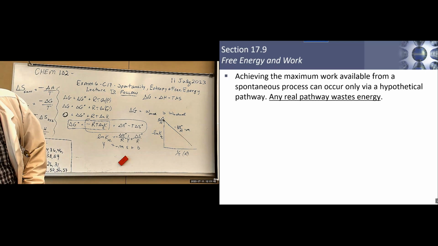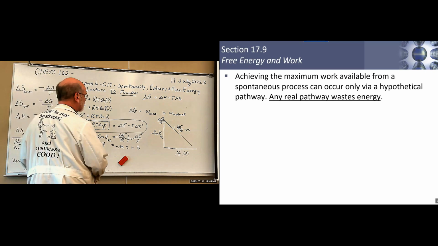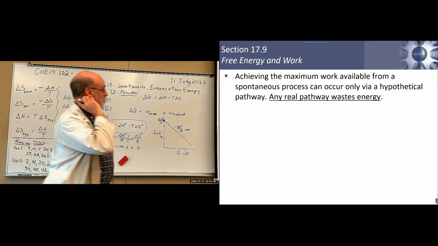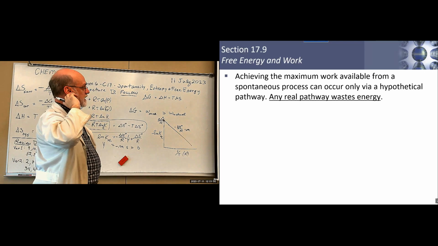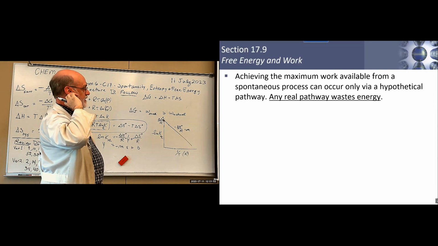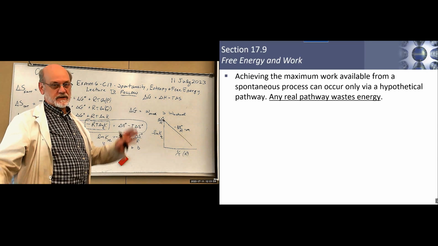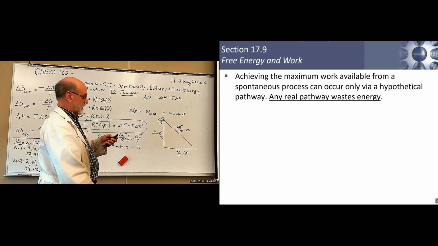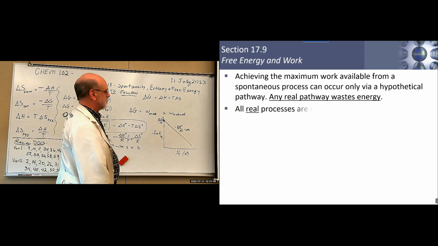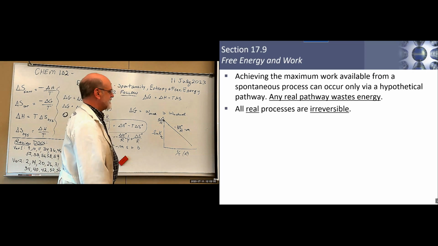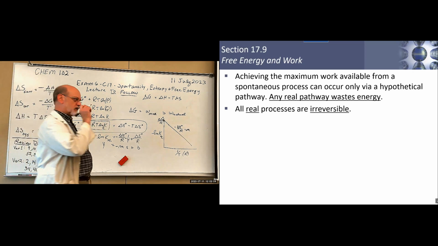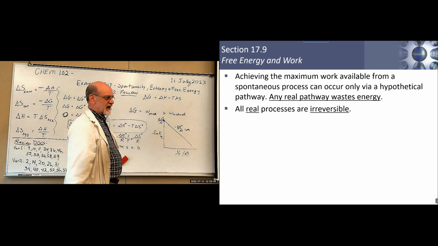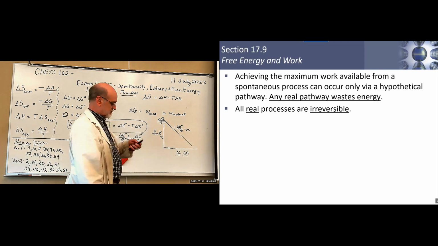Oh, this is the last slide. Achieving the maximum work available from a spontaneous process can occur only in a hypothetical pathway. Any real pathway wastes energy. That's the bottom line. All real processes are irreversible. In other words, they go one way and they don't come back without some intervention.